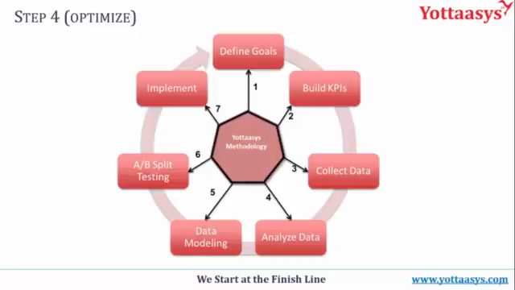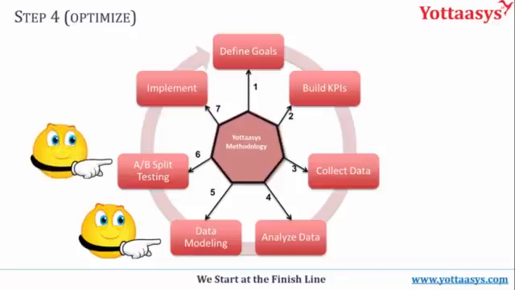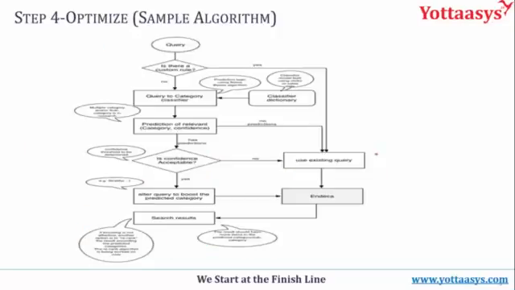Yotasys optimization framework operates in 7 phases. Out of these 7 phases, we have already completed 4 phases. Finally, in step number 4, we do the data modeling phase, the A/B split testing phase, and finally, when the results look good, we implement that into our QA and production environment. For the purposes of demonstration, one of the sample algorithms for query substitution for null results is also being shown in the respective flowchart.